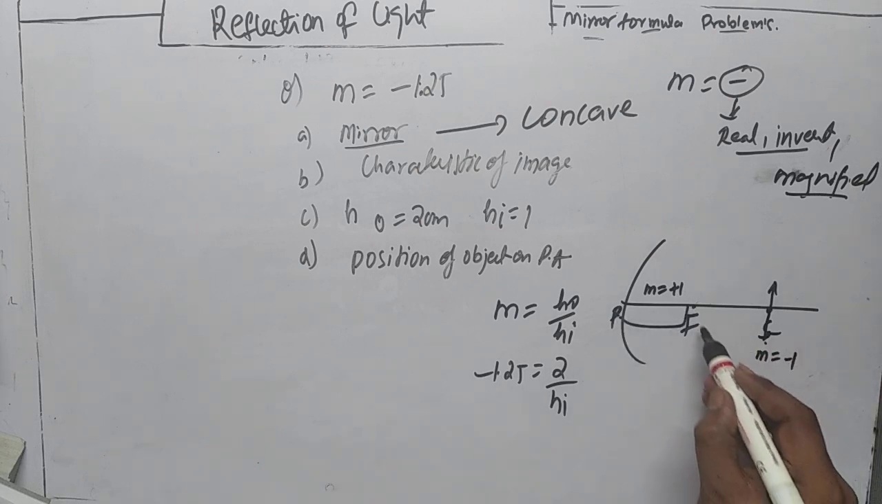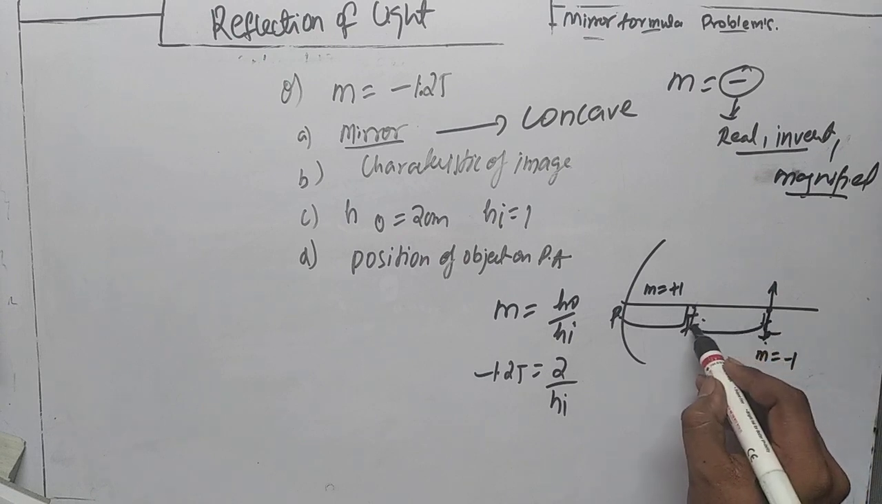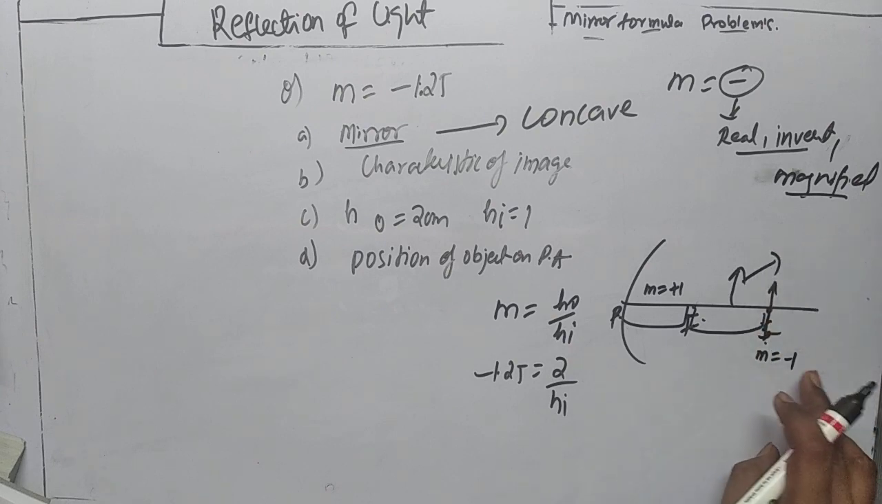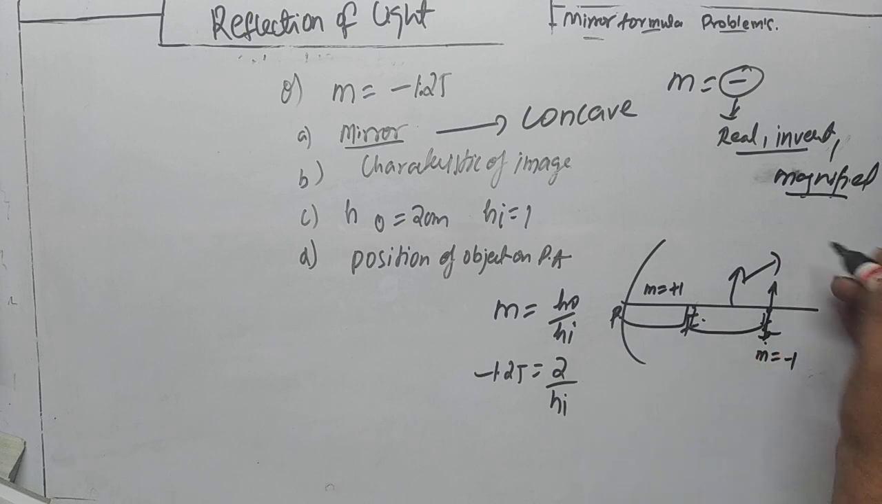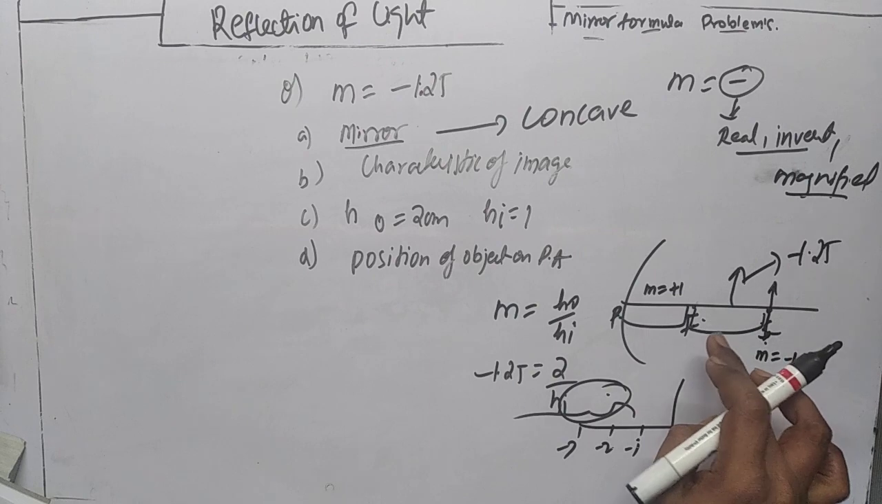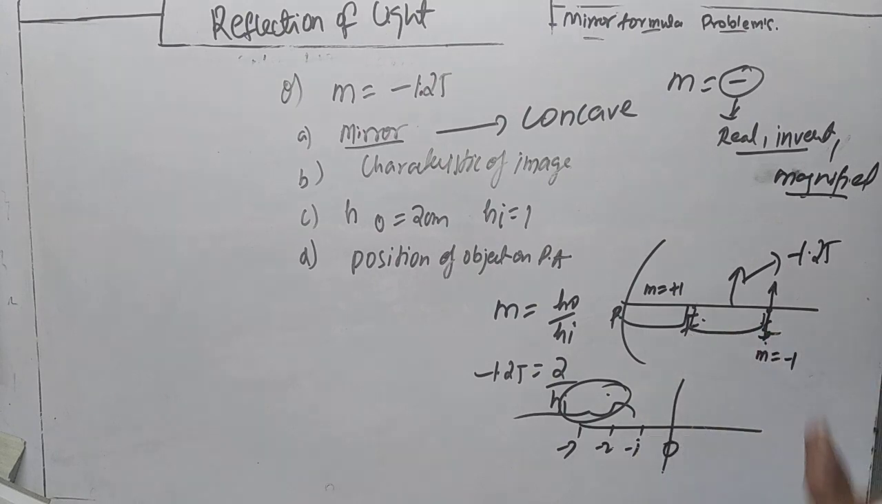If an object is placed between the focus and the center of curvature, the magnification will be more than 1, like 1.25, but we have a negative sign. Just now I showed you on the number line: this is 0, this is 1, 2, 3, and -1, -2, -3. So this is the fourth case, when the object is placed between focus and center of curvature, the magnification will be -1 or beyond, with some values. So the position of the object will be between the focus and the center of curvature.